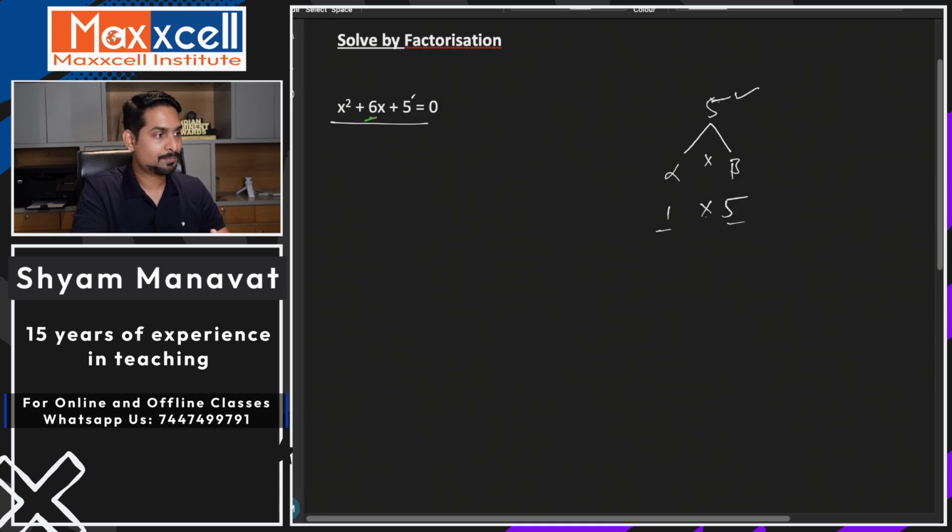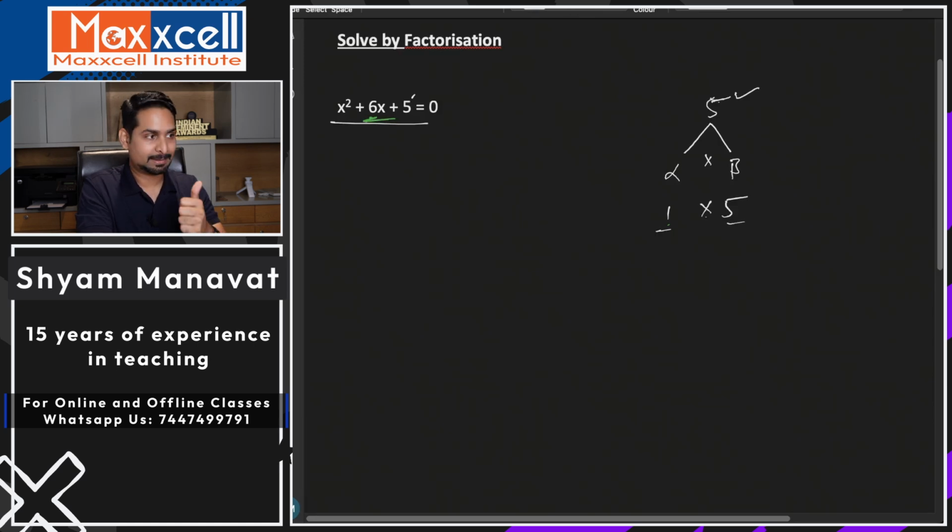Are you okay with this? Divide such that the product is this and the sum is the coefficient of x. That's pretty easy, like 1 plus 5 is 6. This is like a cakewalk, very easy. So what do we have here? If I use the factorization method, I need to split the middle term.